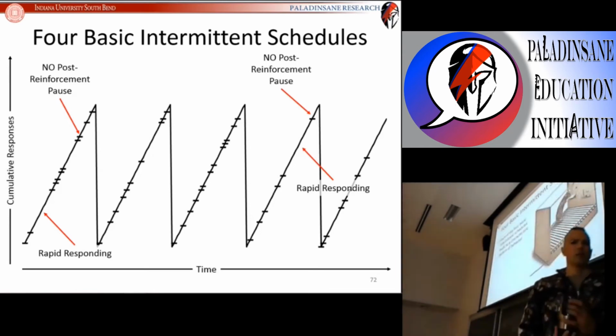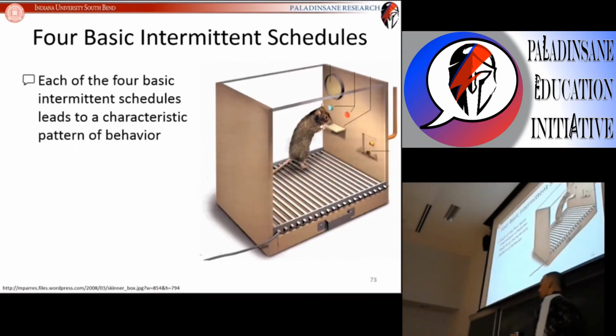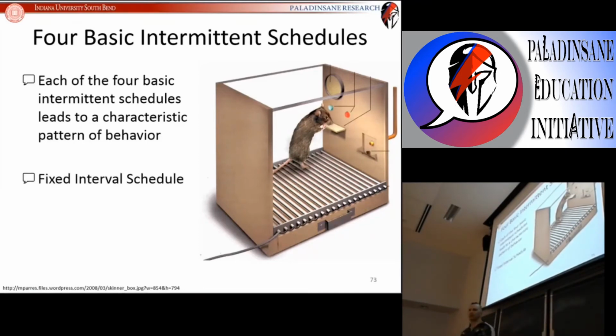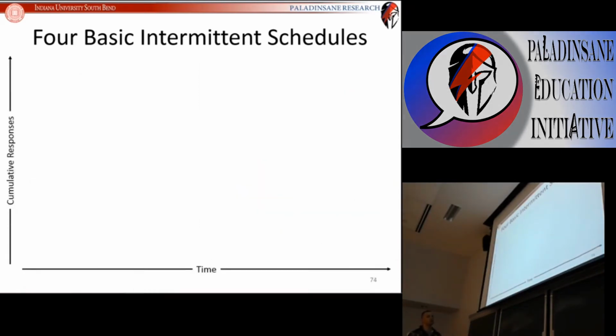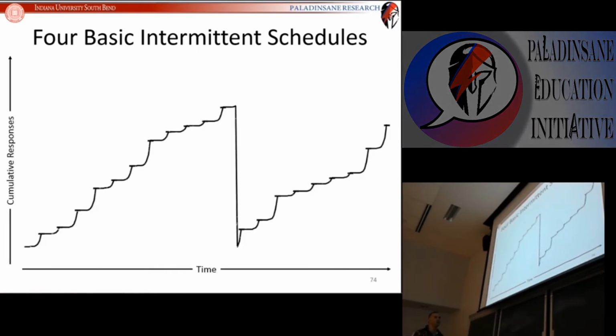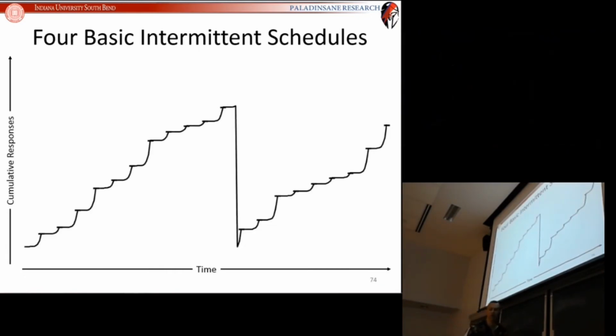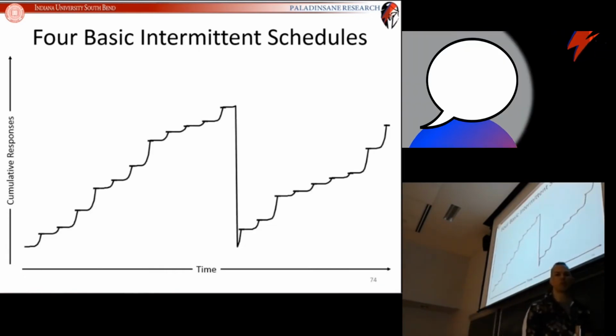All right. So those were the ratio schedules. Let's take a look at the intermittent schedules. First off, we'll start with the fixed interval schedule. And this is a favorite of behavioral psychologists because it has the coolest looking pattern of behavior. And once again, we have our cumulative recorder. And this is the pattern of behavior for a fixed interval schedule of reinforcement.